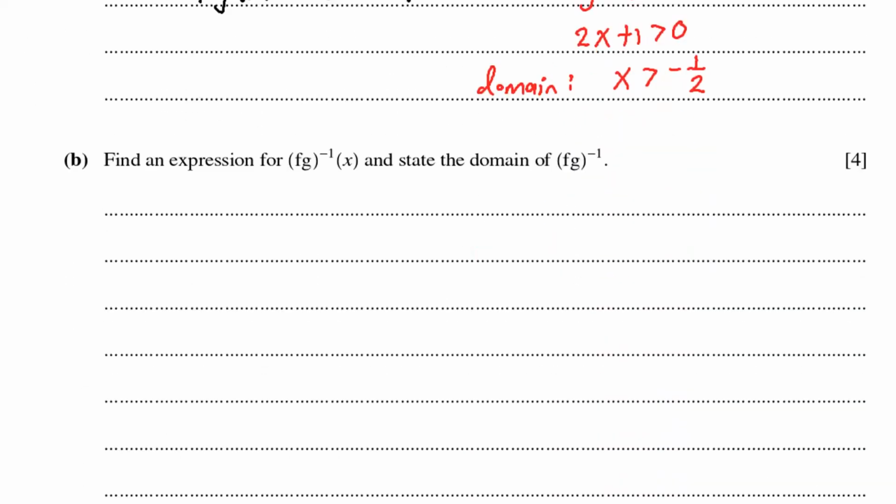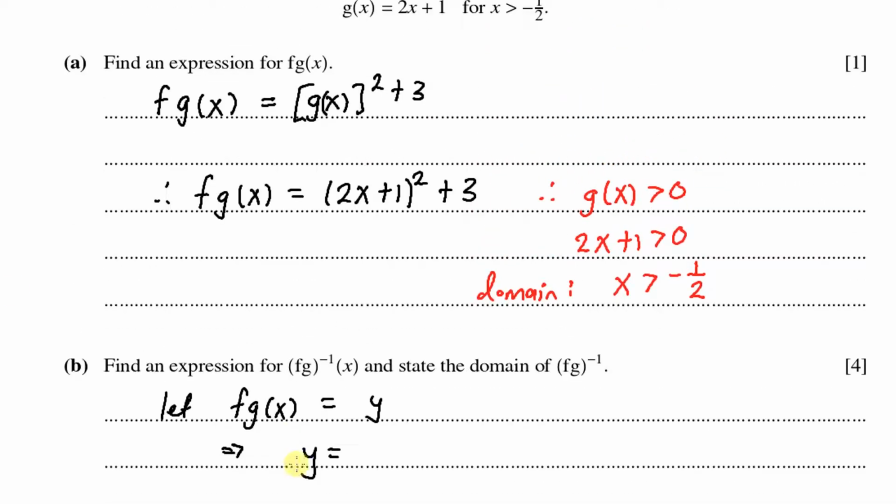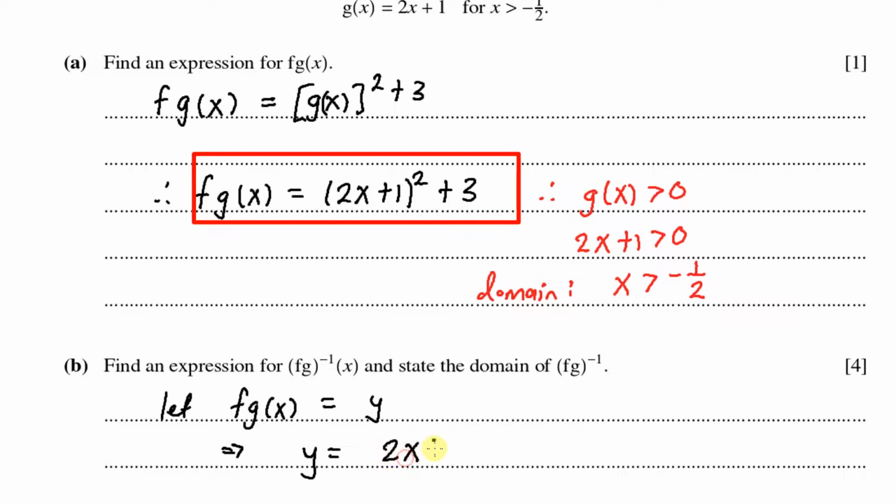Let's go to part B. Find an expression for fg inverse of x and state the domain of fg inverse. So here we're going to say let f of g of x be equal to y, which therefore means y is equal to f of g of x, which we got to be 2x plus 1 squared plus 3.